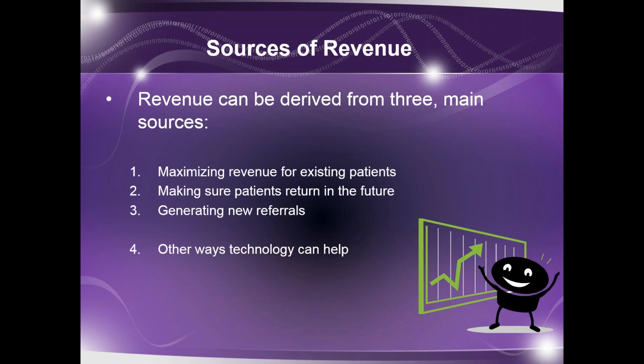Revenue in a rehabilitation practice can be derived essentially from three main sources. Number one, we want to find a way of maximizing revenue for your currently attending patients. That's really the key one. How do we maximize the dollars for your current patients? Number two, when patients leave you, we want to make sure that if they need your services again, they come back to you. Not only that, but we want them to tell their friends about you as well. So number one, maximizing from current patients. Number two, making sure existing patients return to you. Number three, how can we use technology to generate new referrals? And number four, other ways technology can help outside of Practice Perfect. These are the four big topics we're going to be talking about today.